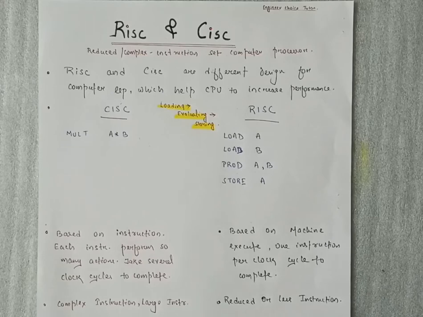Today we are going to see a very important topic, that is the type of microprocessor. There are two types of microprocessor, that is RISC and CISC. The abbreviation of RISC is Reduced Instruction Set Computer Processor, and for CISC is Complex Instruction Set Computer Processor. So RISC and CISC are two different types of microprocessor which differ in the design and in the working process. Both microprocessors help the CPU to increase its performance.